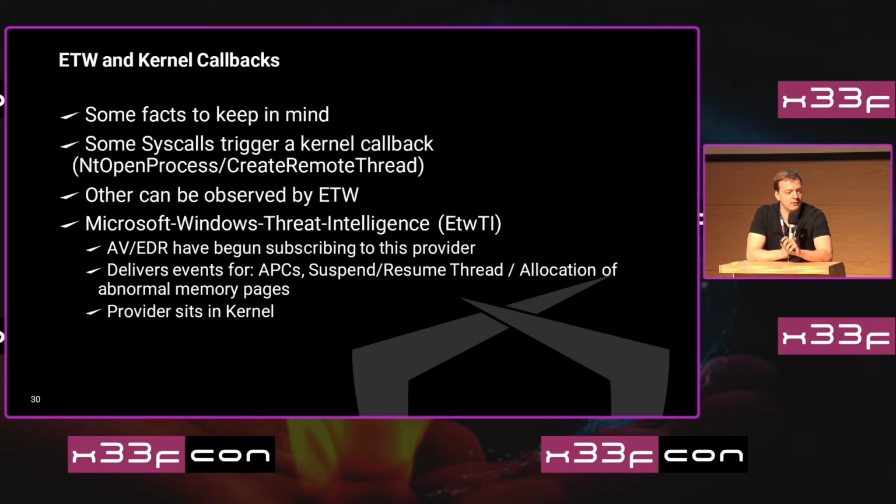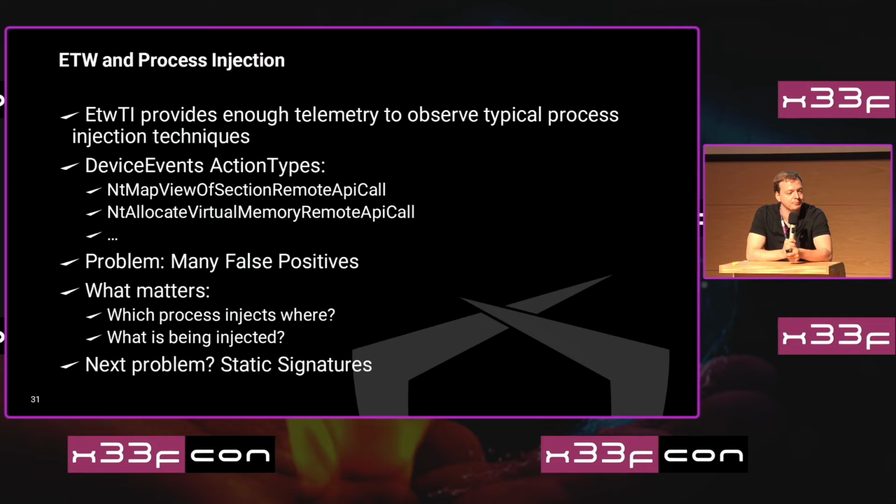Is that true? And the thing is, we still need to keep some facts in mind, because some system calls trigger a kernel callback, as I was saying before, and others can actually be observed by ETW, because there's an ETW provider which many security solutions have begun subscribing on, and it's called the Microsoft Windows Threat Intelligence ETW provider. The provider sits in kernel, so there's not a lot you can do against this from user mode. And for us, it's kind of a problem because it delivers events for everything that might be used for process injection. You know, APCs, suspending threads, resuming threads, and so on and so on.